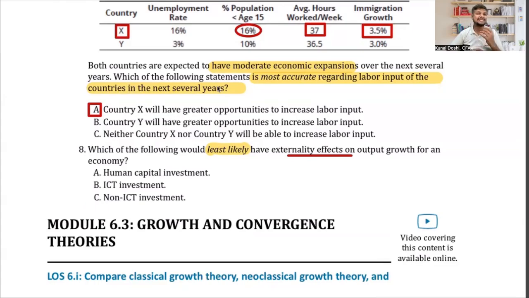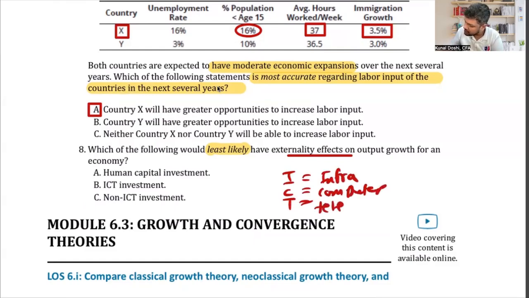Try. What is ICT? ICT is infrastructure, computer, and telecommunication. So just writing the full form, ICT is infra, computers, and telecom network. Okay. Well, we definitely know that ICT has a multiplying effect. So which one does not have a multiplying effect? Everyone in the class, come on.